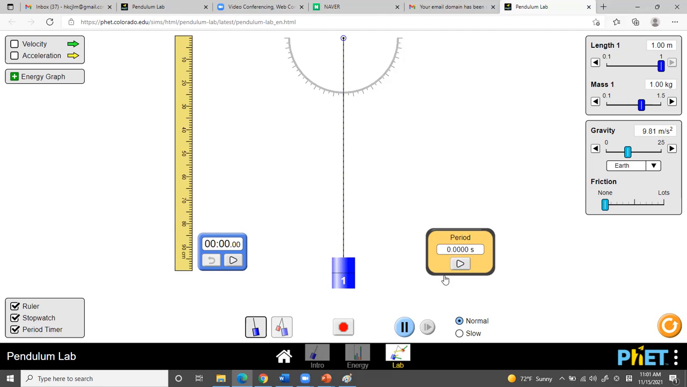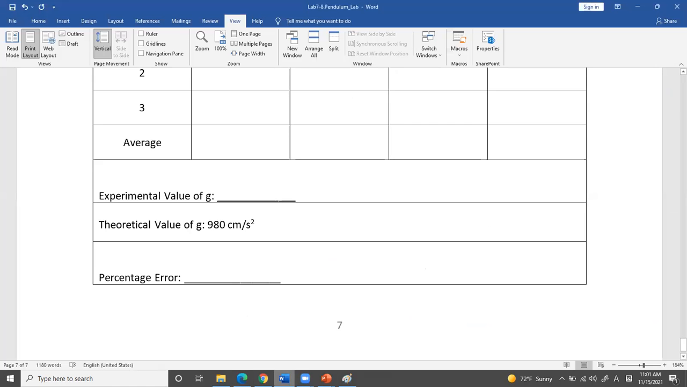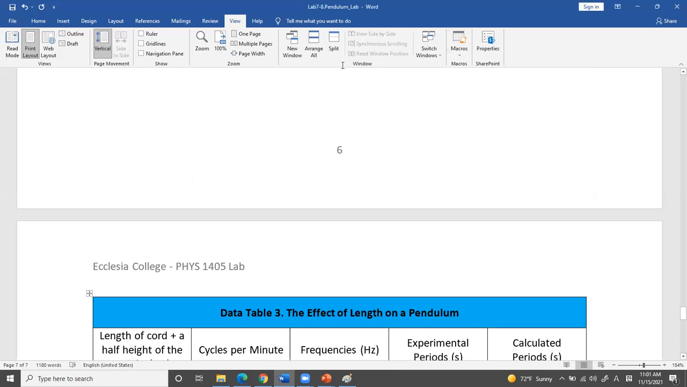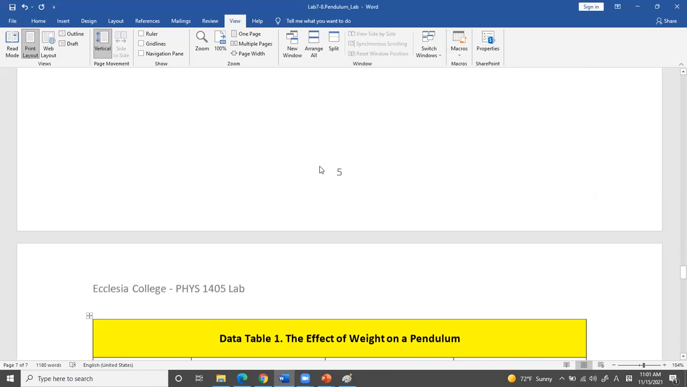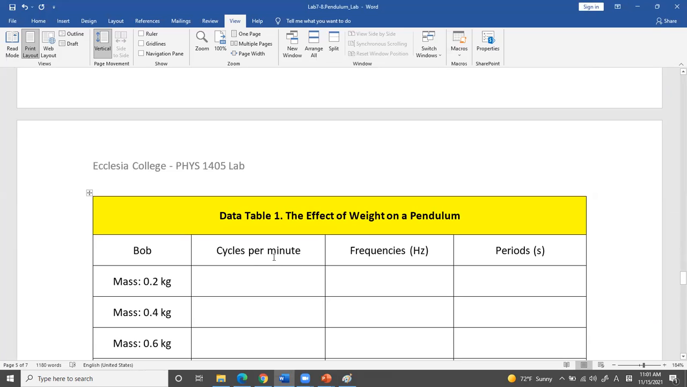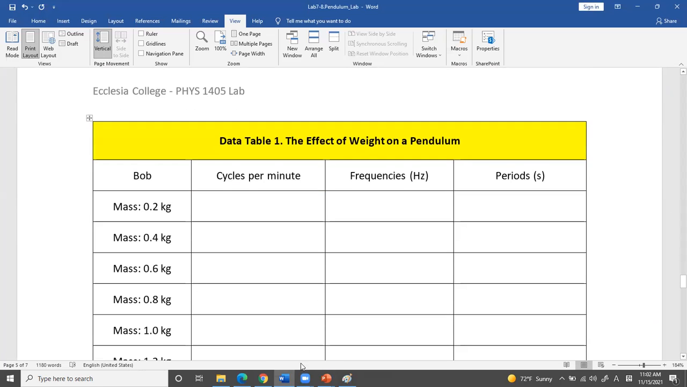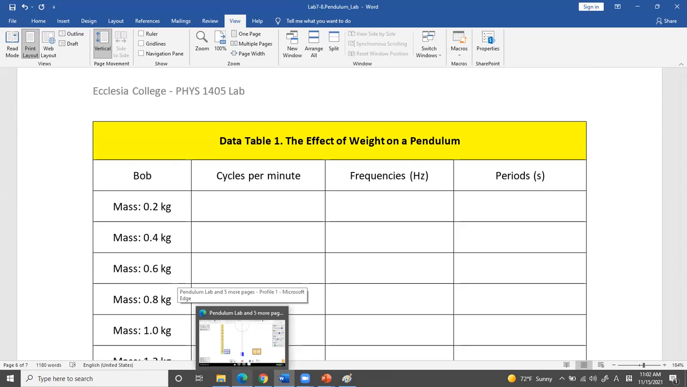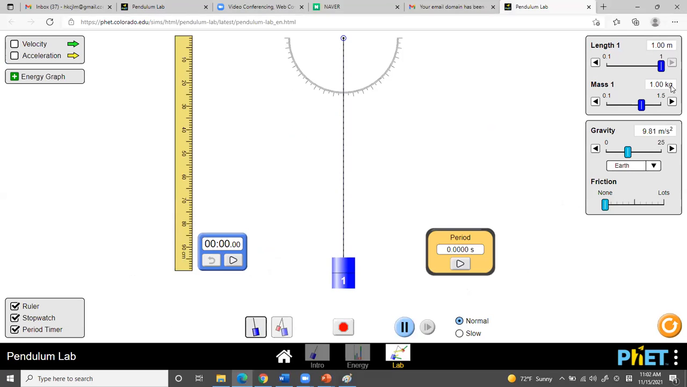But in this case, we have to do how many swings per minute, how many cycles per minute. Then we have to check 0.2 kilogram, 0.4 kilogram, 0.6 kilogram. We're gonna do, let's see, 0.2 kilogram first. Then mass should be 0.2 kilogram, and gravity is 9.8. No friction, no air friction.